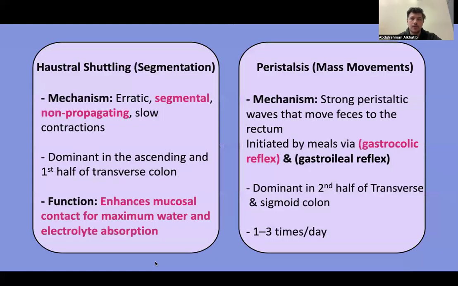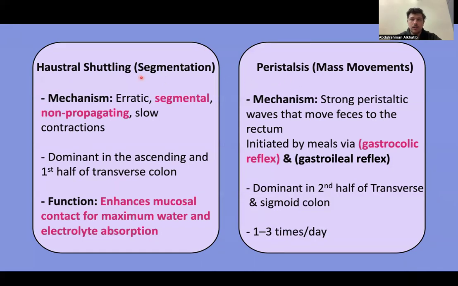Starting off, whenever we talk about large intestine motility, we have to think about 2 types of movements that happen there. The first one is called the haustral shuttling or the segmentation. The other one is called the peristalsis.